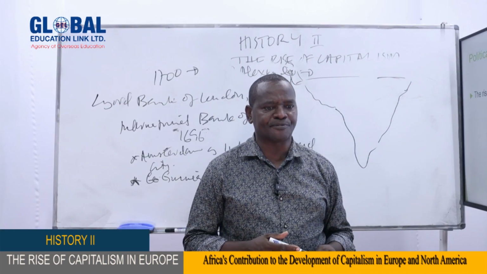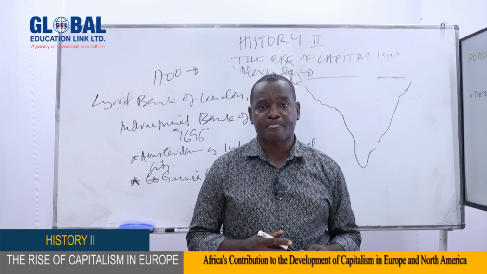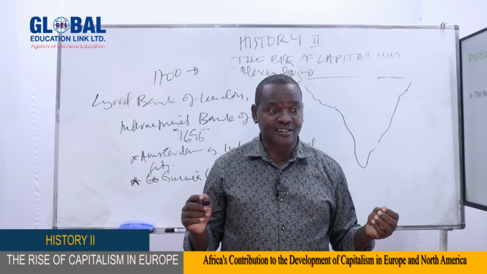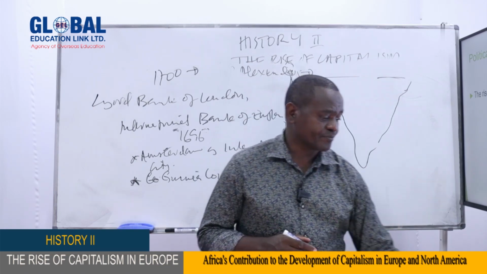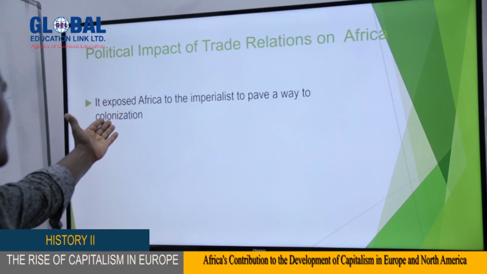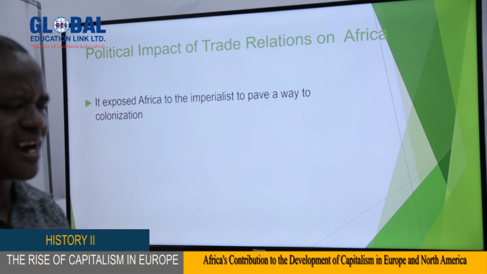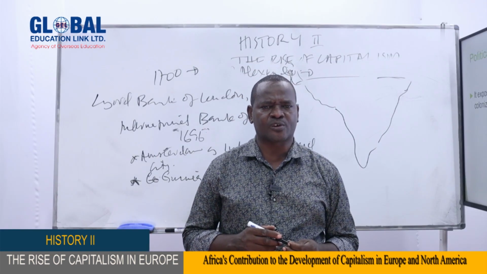Some states have to collapse, as we have seen, especially those states which used to depend on inter-trade systems like Trans-Saharan trade. They collapsed. And some new ones rose, especially those which started to rely on triangular trade. And another thing is it exposed Africa to the imperialists, paving a way to colonization. The African continent was exposed to the imperialists and so paved a way to colonization.